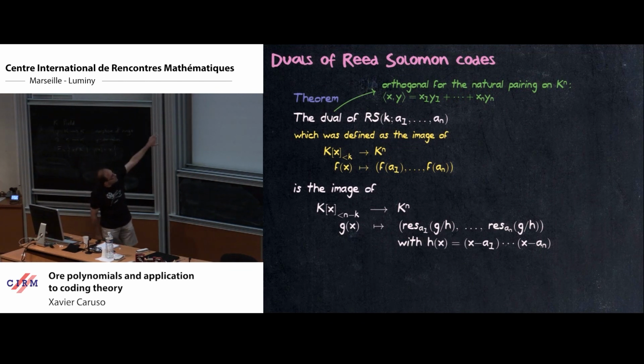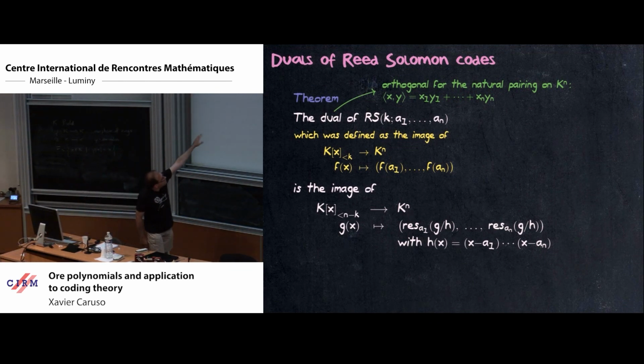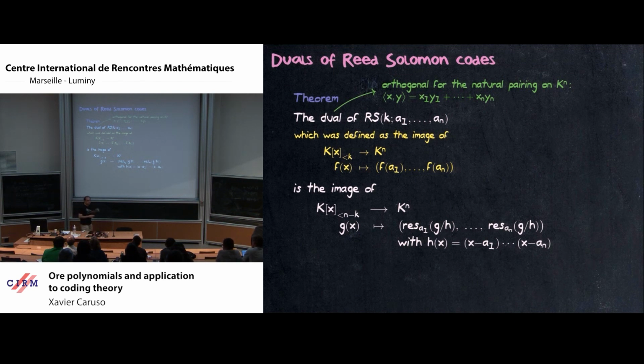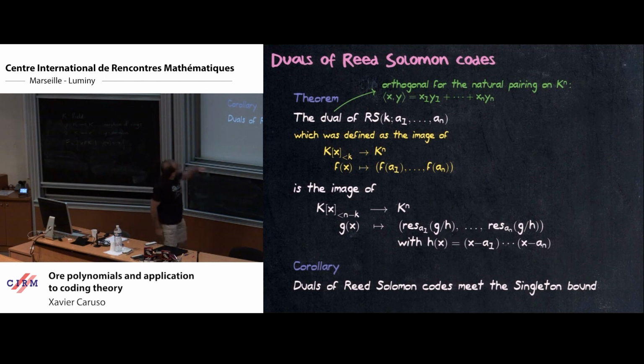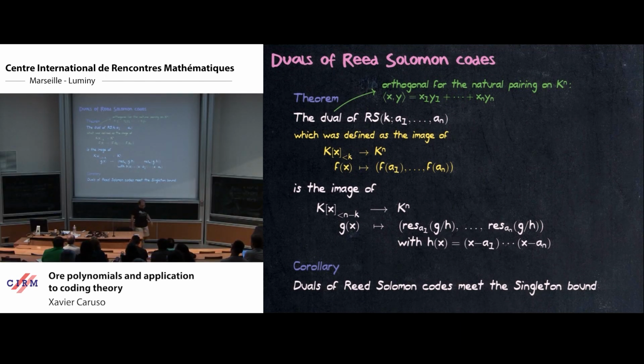And the dual of this code can be described as the image of another mapping, given in terms of residues. This is quite interesting because the dual of a code in general is an intersection of hyperplanes, but here it is described as the image of something else. The proof of this is not difficult. It's just a residue formula and a dimension argument. But there is an interesting corollary: using this description, you can prove that the dual of Reed-Solomon codes also meets the Singleton bound. So not only the Reed-Solomon codes are MDS, but the duals of them are also MDS.